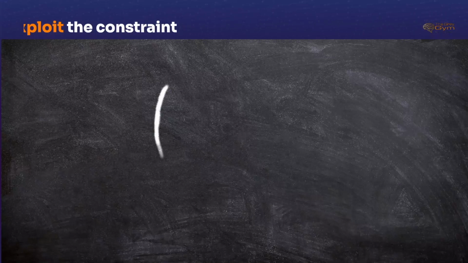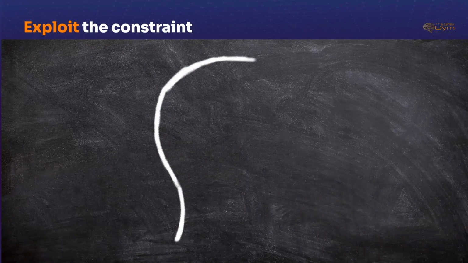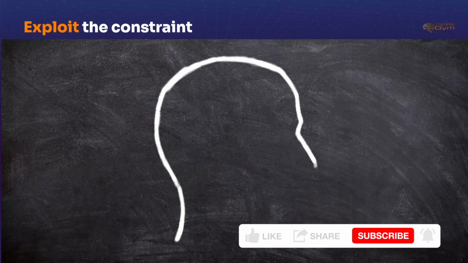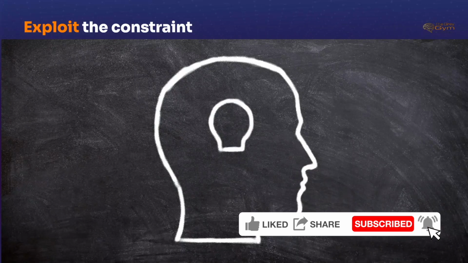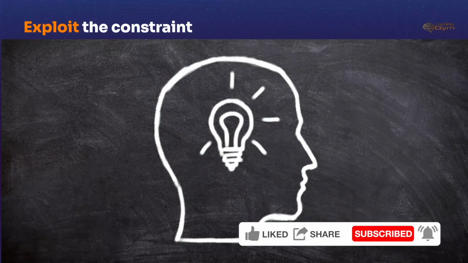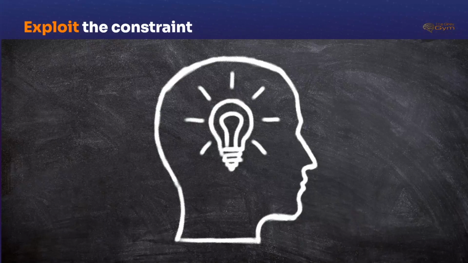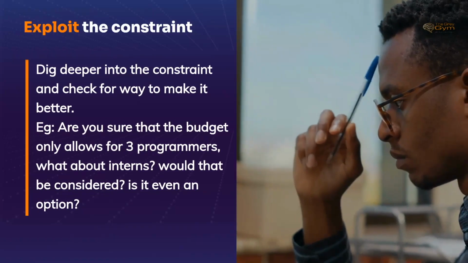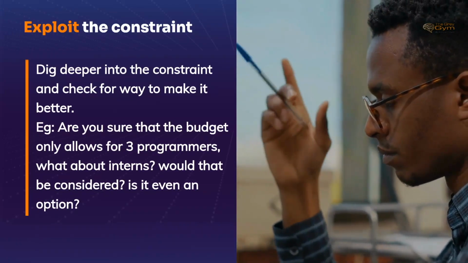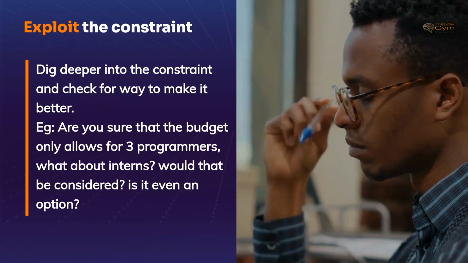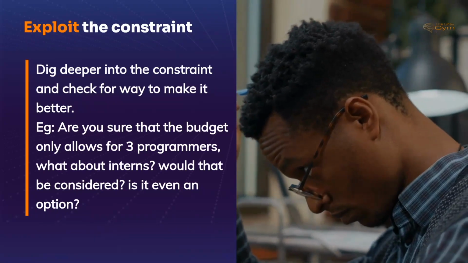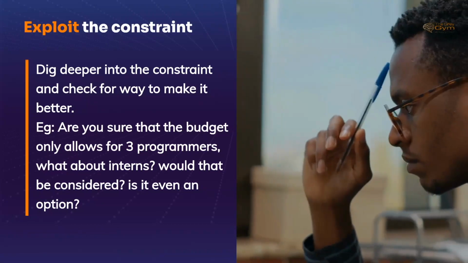Step 2. Exploit the constraint. So now that we are aware of our constraint, which is having only 3 programmers or a budget for 3 programmers, it's now time to exploit the constraint. This sounds harsh. However, in this step, we are going to ensure that we are using the constraint to its full capacity. Dig deeper into the constraint and check for ways to make it better. For example, are you sure that the budget only allows for 3 programmers? What about interns? Would that be considered? Is it even an option?